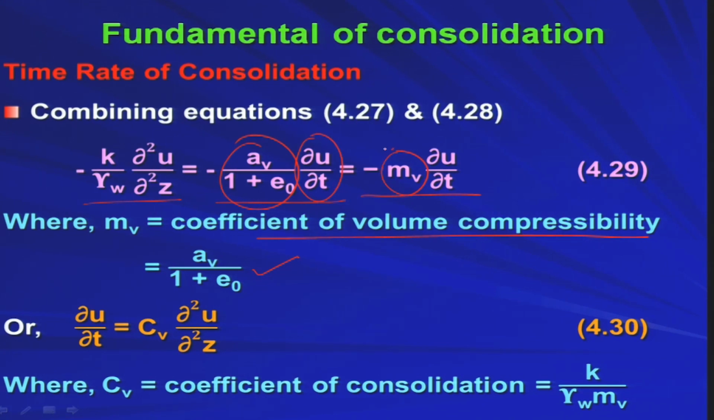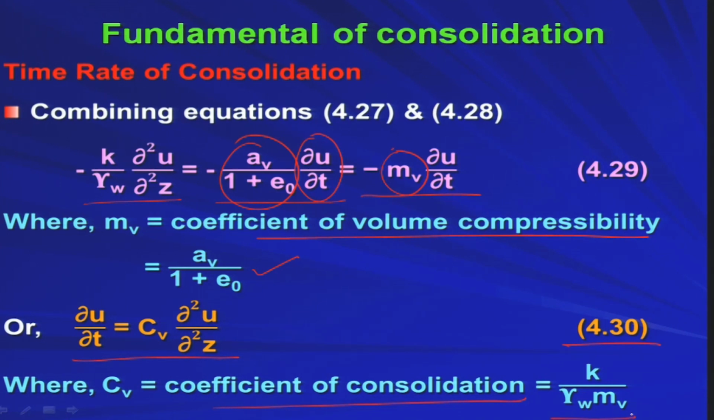Therefore, we get one expression like this: del u del t is equal to C v into del 2 u del z 2, which is equation 4.30. This partial differential equation is the 1D consolidation equation, where C v is the coefficient of consolidation and is given by k by gamma w into m v. So please try to understand how we have got this 1D consolidation equation.